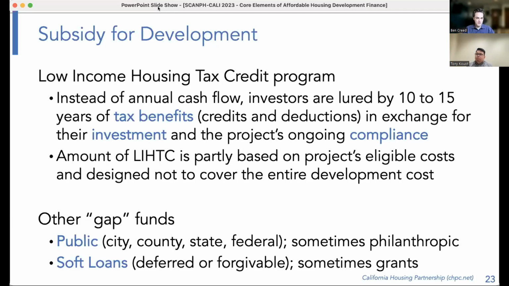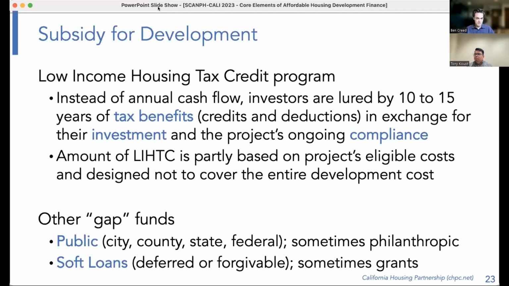And they're typically made in the form of what are called soft loans. So these are not loans with mandatory payments like the permanent loan. The repayments are either deferred or sometimes forgivable. And so it's essentially upfront funds that you can use to develop the building. And there isn't a major repayment due to the public funder for quite some time.